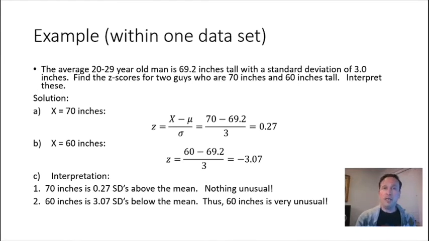The other guy, though, is 3.07 standard deviations below the mean because it's negative. And because it's more than 3, his height is very unusual. And because he's on the low end, he's very unusually short. Okay?